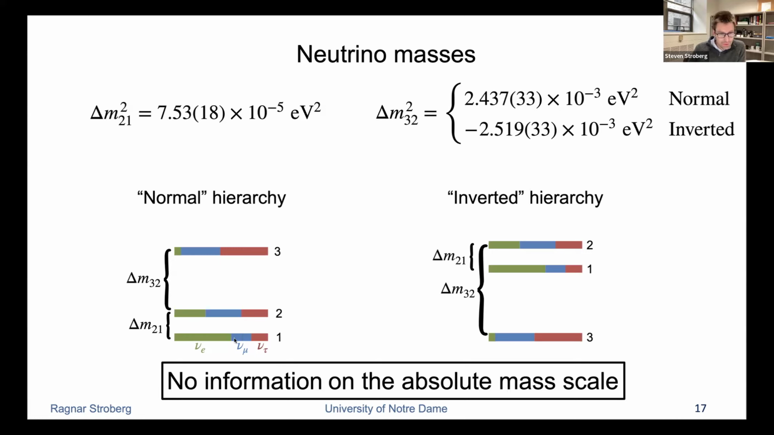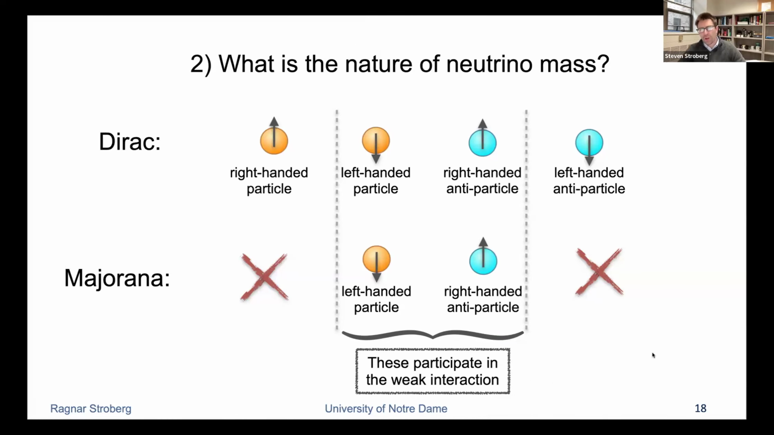And so what I'm trying to show here with these colors is the breakdown of, say, the mass 1, the lowest mass eigenstate, in terms of electron, mu, and tau flavors. And since this is only sensitive to mass differences, we don't have any information on the absolute mass scale of the neutrinos. So we know that they have mass, but there's also now a question about the nature of this mass. And there are kind of 2 ways that this mass could come about. One, it could be a Dirac mass, or it could be a Majorana mass.